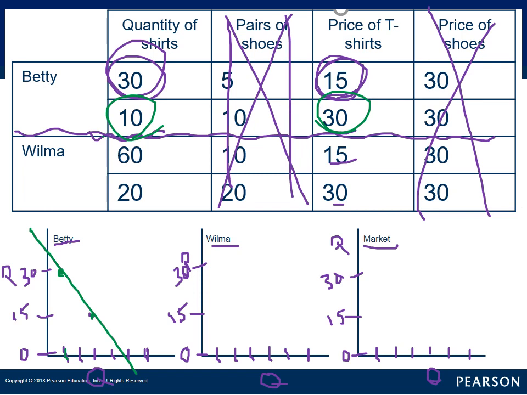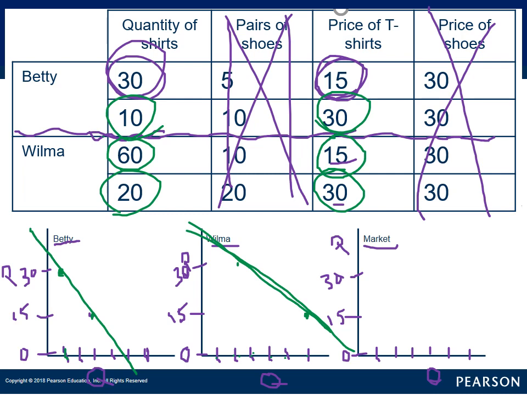Now, Wilma's demand curve, if we look at these numbers, so we have the price of t-shirts at 15, she demands 60 if the price is at 15, so 10, 20, 30, 40, 50, 60. So her point would be right there. And then if the shirts are $30, she's going to demand 20 of them. So 10, 20, 30, and right there. So Wilma's demand curve would look something like that. If I could touch the points through there.